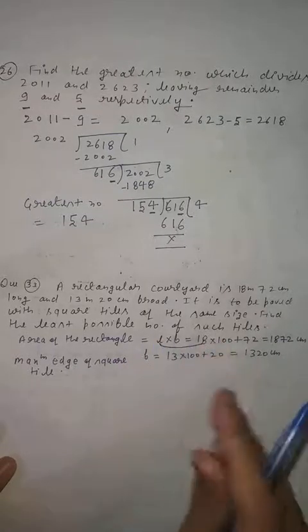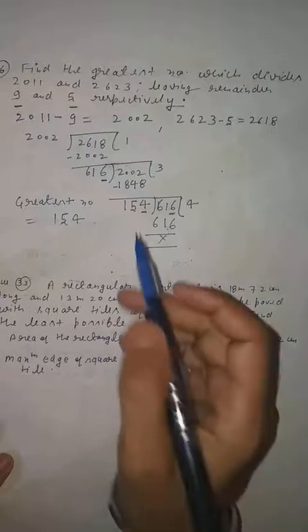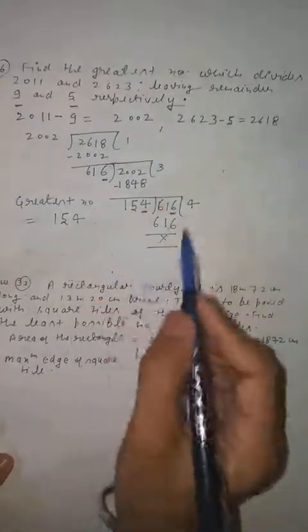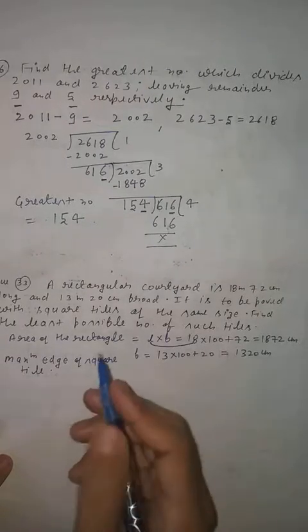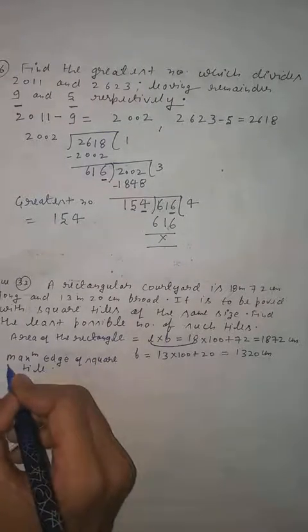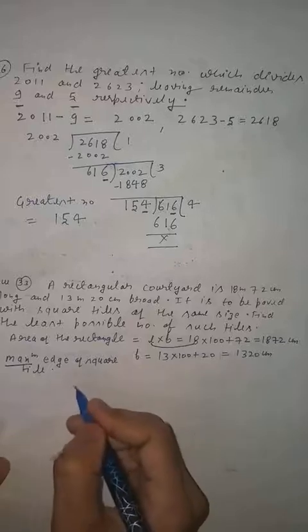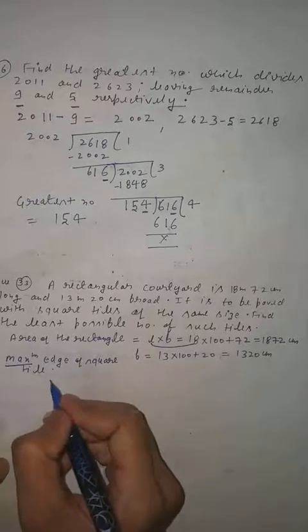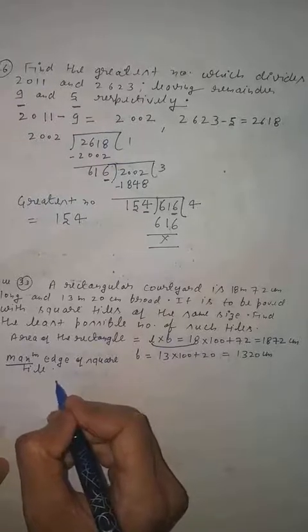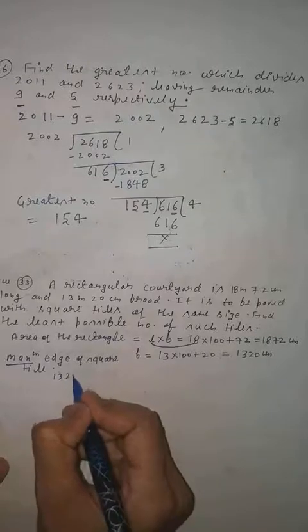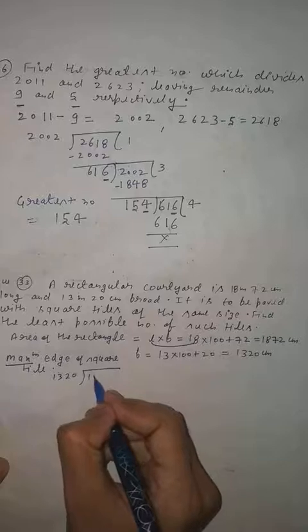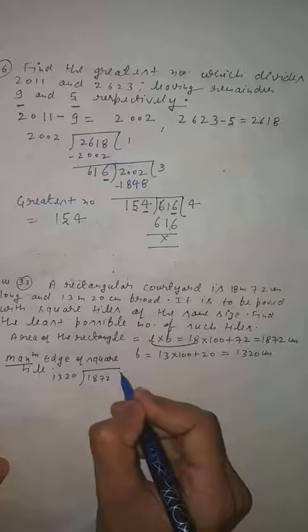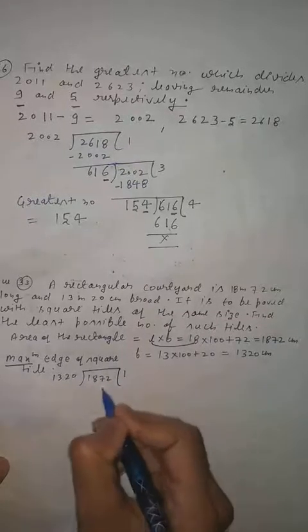Let me clear one thing: if you have to find out the greatest in a question, so what you did? You did HCF by long division method or any other method you can apply. So here you have to find out maximum. Clear, student? So again you will find out HCF. Here what is given: 1320 and 1872.